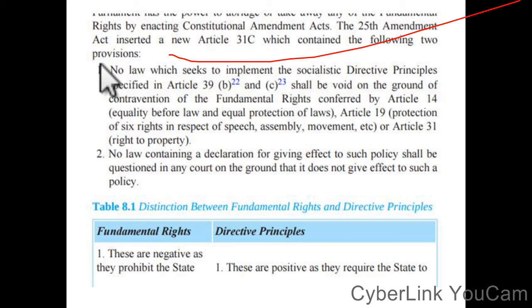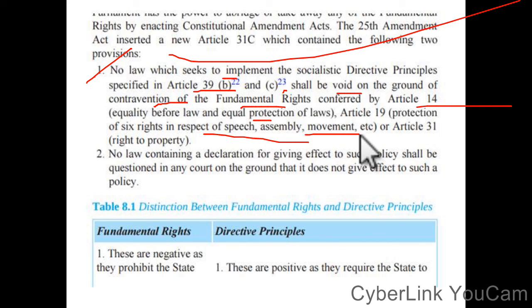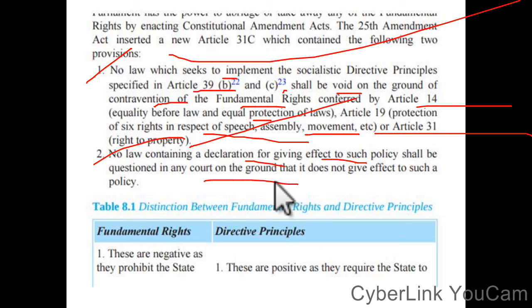No law which seeks to implement the socialistic directive principles specified in Article 39(b) and (c) shall be void on the ground of contravention of the fundamental rights conferred by Article 14, equality before law and equal protection of laws; Article 19, protection of six rights in respect of speech, assembly, movement, etc.; and Article 31, right to property. No law containing a declaration for giving effect to such policies shall be questioned in any court on the ground that it does not give effect to such policy.